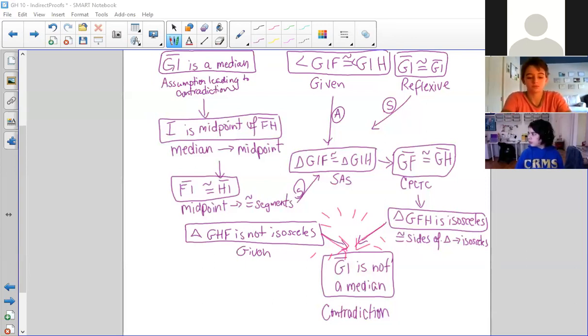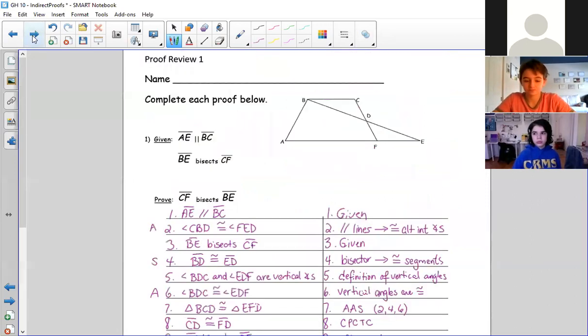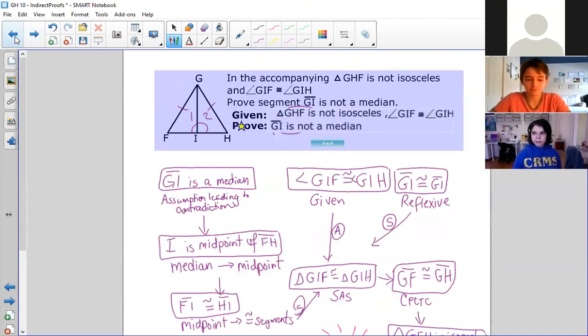Okay, so does anybody have any questions on that? Basically, the explanation is you would say since there was a contradiction in what we assumed, the conclusion must be that GI cannot be a median. Okay. So if you don't have questions, we will go over the proofs from yesterday and last night.